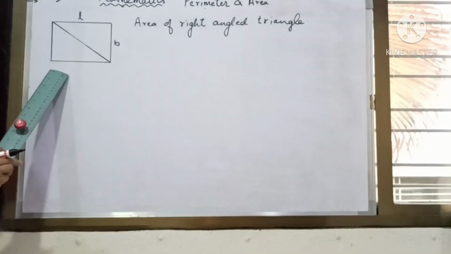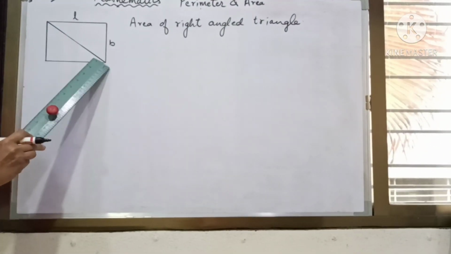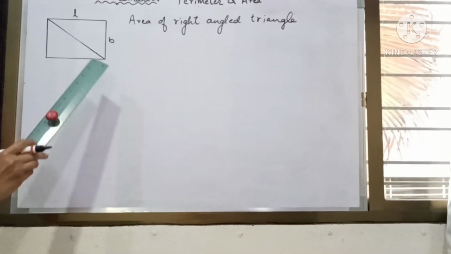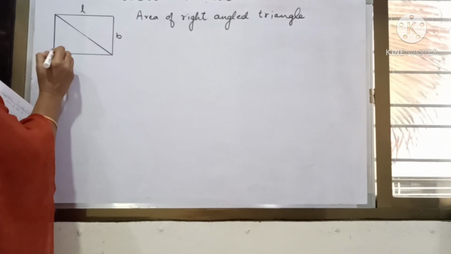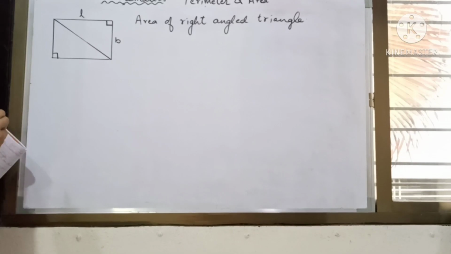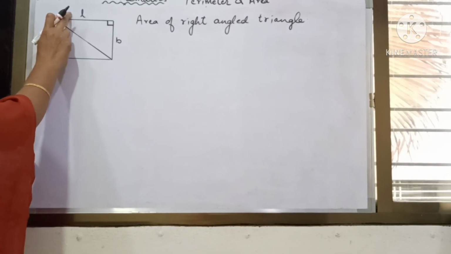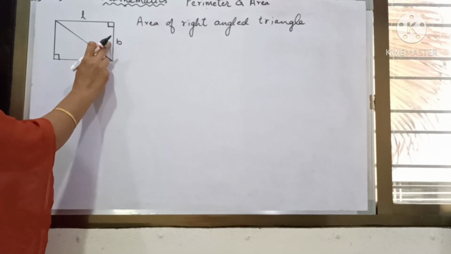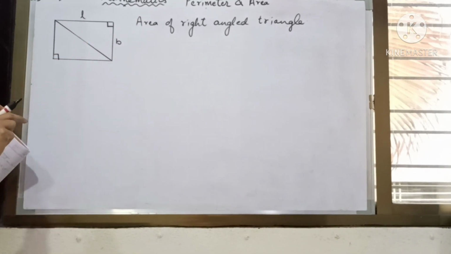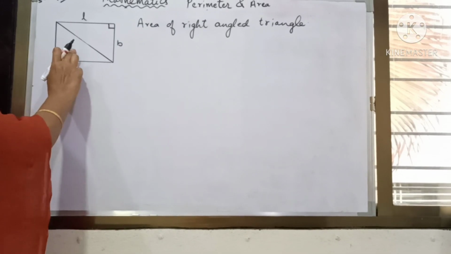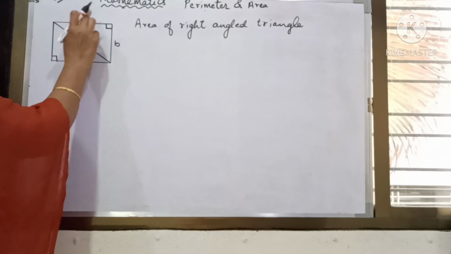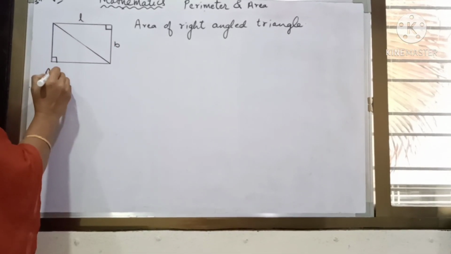Observe this rectangle. If you draw the diagonal, you get two right angle triangles. You know that in a rectangle all the four angles are 90 degrees. Now let this side be L and this side be B, length and breadth. So we get two right angle triangles. If we are asked to find out the area of this rectangle, what do we have?